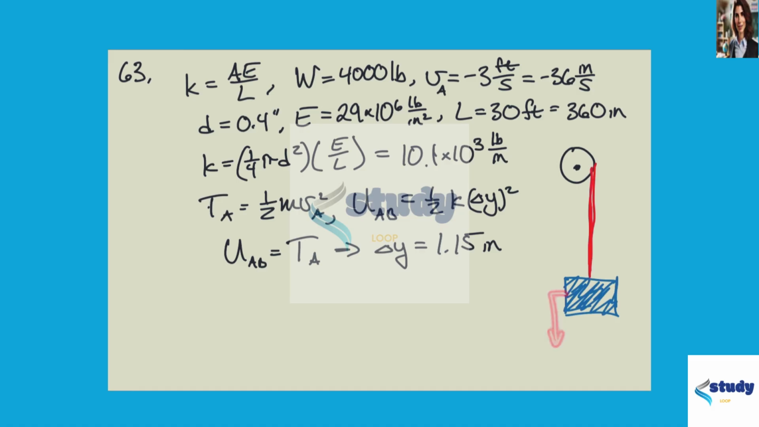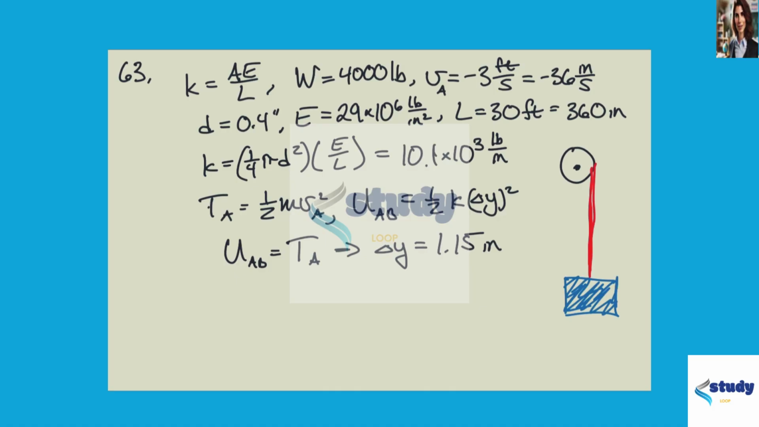So we're not going to consider the difference in the potential energy going from when it just stopped to where it hits its lowest point because of the cable stretch. It's just going to be 1/2 K times the difference in the length of the cable. And so we know that now U_AB must equal T_A because of conservation of energy, and we know T_A and we know K, so we can solve for delta Y, and that is 1.5 inches.